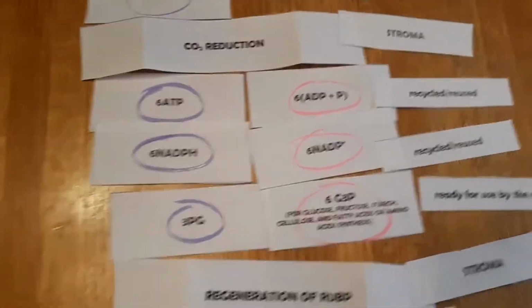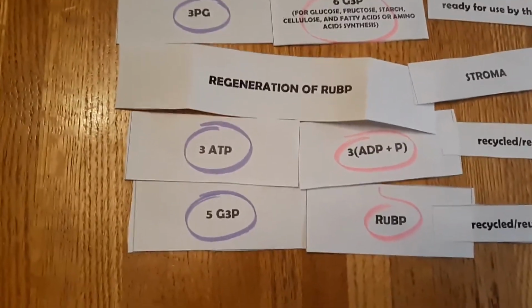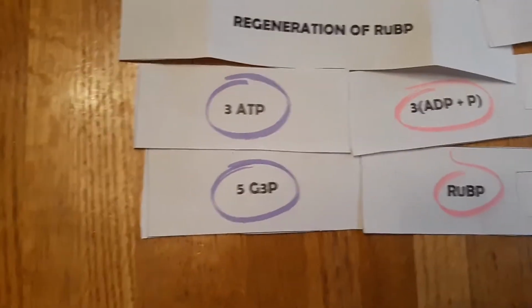And now we need to go and regenerate our RuBP so we can start this process all over. Remember, it's cyclical. That means our RuBP goes from here back up to here and then back down to here in this cycle.